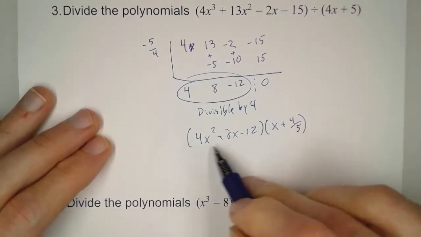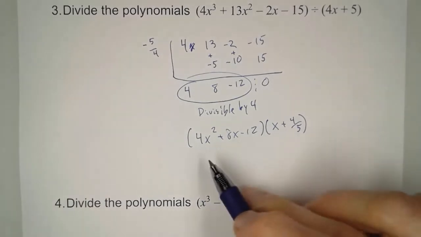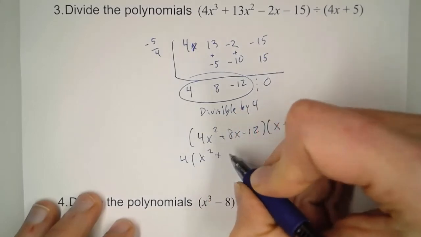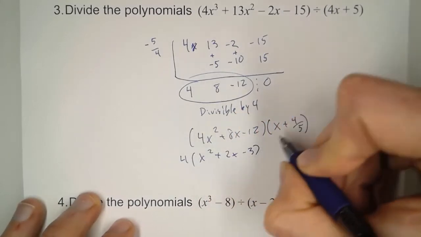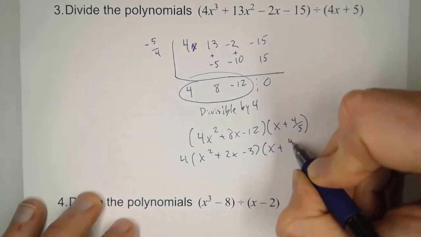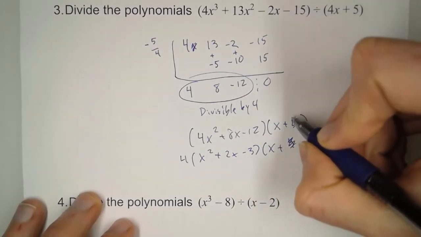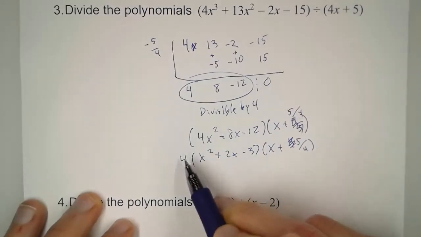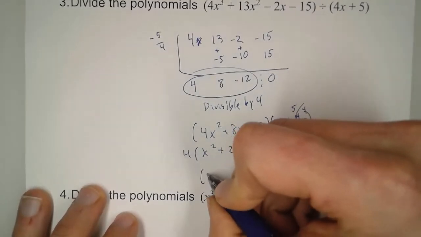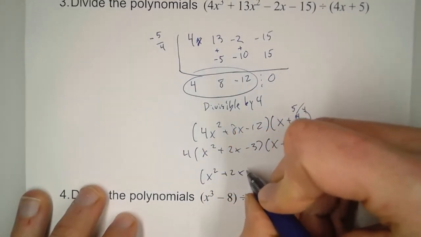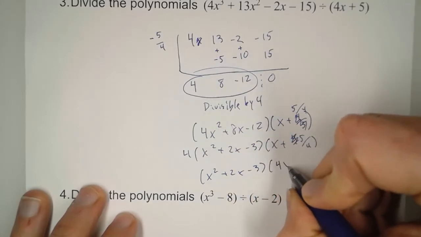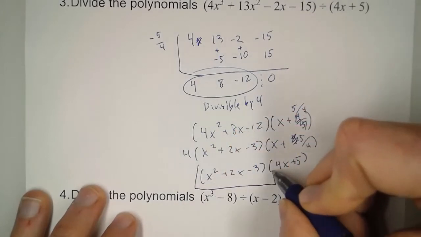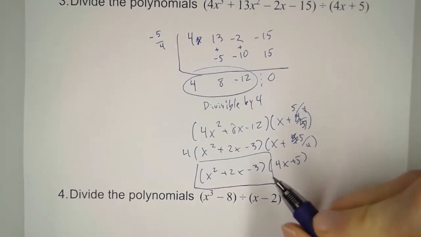Well, notice that I said that everything here was divisible by 4. We could factor a 4 out of all of this. We'd have 4 times x squared plus 2x minus 3, and then x plus 5/4. And by pulling the 4 out, I can now multiply it over here. So x squared plus 2x minus 3 times 4x plus 5. This is what we divided out. So what we're left with is really x squared plus 2x minus 3.